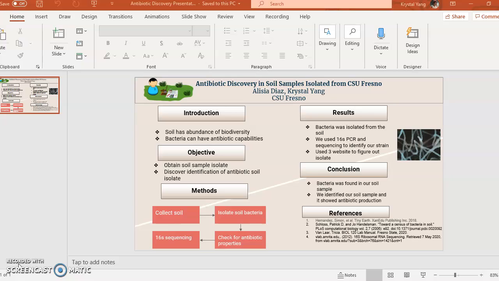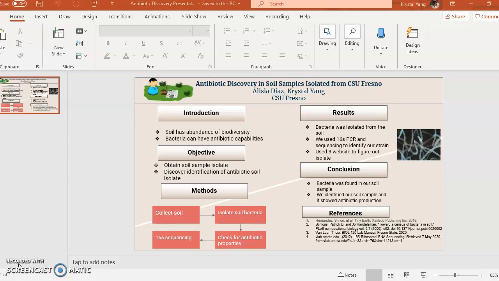Furthermore, they can break down complex molecules. Bacteria can have antibiotic capabilities. Antibiotics are produced by complex biosynthesis pathways, stepwise chemical reactions catalyzed by enzymes within the cell. They may result from enzyme-catalyzed assembly and modification of amino acids, fatty acids, and sugars.